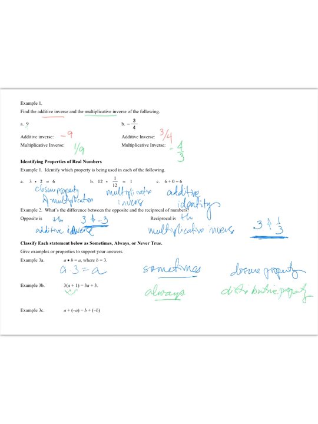Now, if we look at the last example, if you take a number and add its opposite, you're going to get 0. If we do the same thing on the right-hand side, take a number and add its opposite, we're going to get 0. So this is always true and represents the additive inverse property.